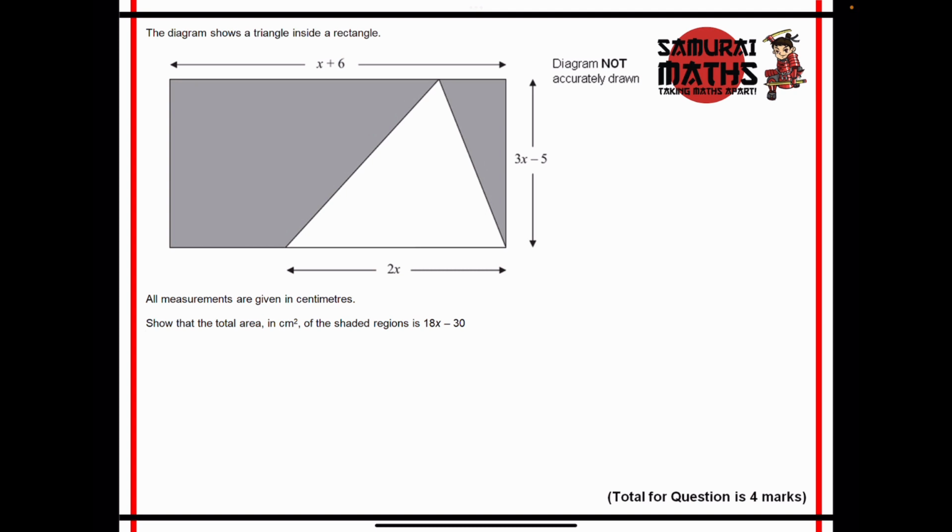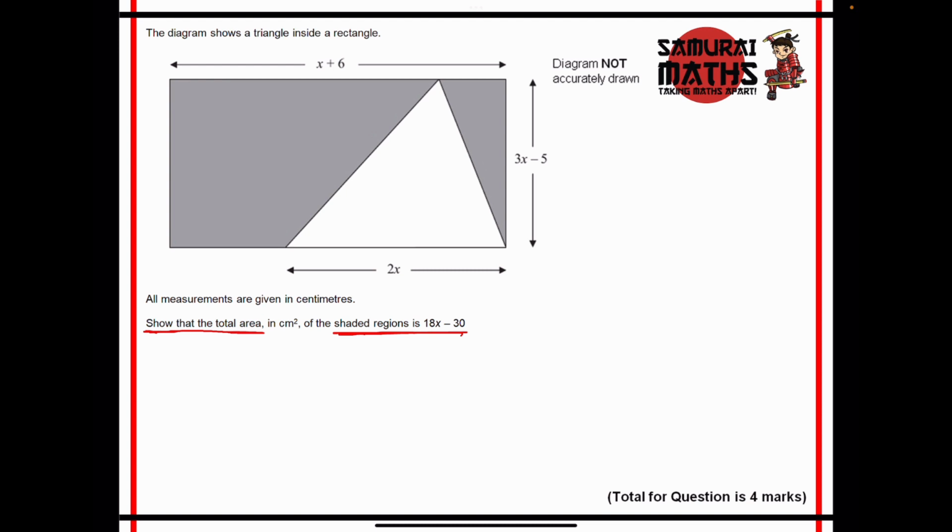And it says, show that the total area is 18x minus 30, of the shaded regions. So this show is like a prompt word in English, like describe, or in economics, analyze. When you hear these words, you know exactly what to do. Show is the same thing, but for maths. So show means that you are supposed to get exactly this answer. So 18x minus 30 has to be our final answer. And we're going to have to show a lot of working, or sufficient working to do it.